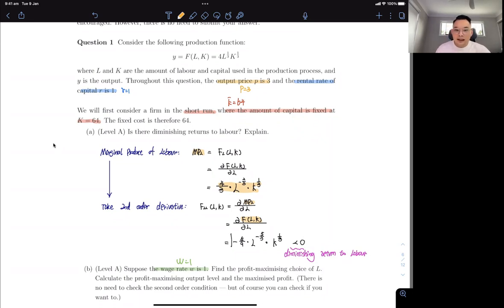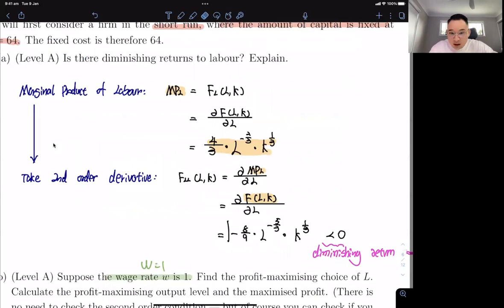Is there diminishing return to labor? Explain. We remember how to check this. First we calculate the marginal product of labor, MPL, which is the first derivative of the production function with respect to L. It is simply 4/3 times L to the power of minus 2/3 times K to the power of 1/3. Then we take the second order derivative, which is the own effect of labor, F_LL, the change of marginal product of labor with respect to L.